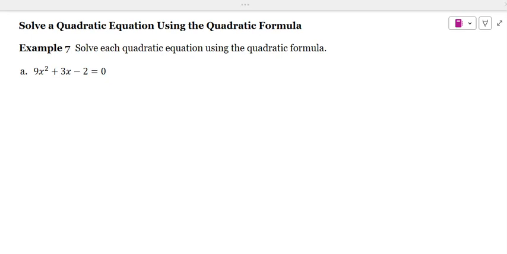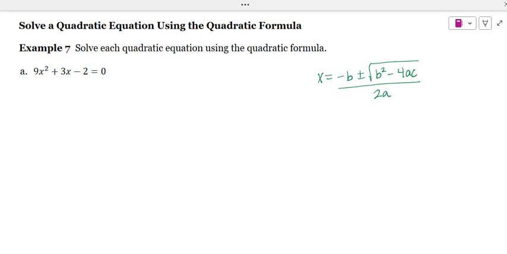Solve a quadratic equation using the quadratic formula. Before we get started, let's write down the quadratic formula so we can make sure we plug everything into the correct space. So x is negative b plus or minus the square root of b squared minus 4ac, all over 2 times a.